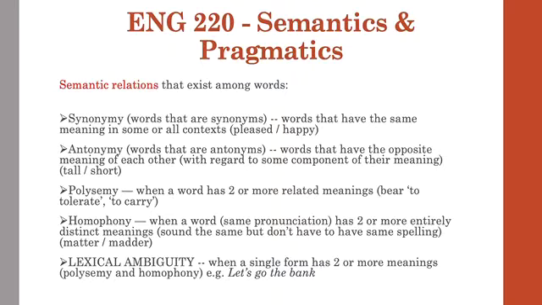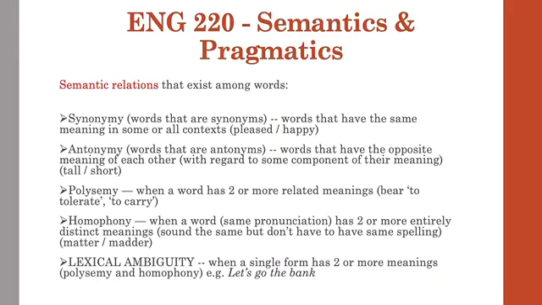Okay, so there are some semantic relations that exist among words that linguists have identified and named, and you will be familiar with most of these. Synonymy, words that have the same meaning in most or all contexts. So like pleased and happy kind of mean the same thing. Antonymy, which are words that have the opposite meanings, like tall and short. Whatever opposite means.